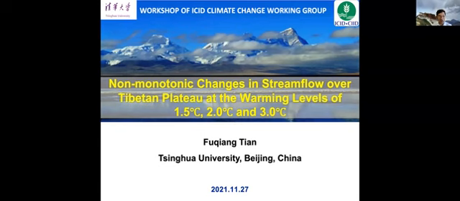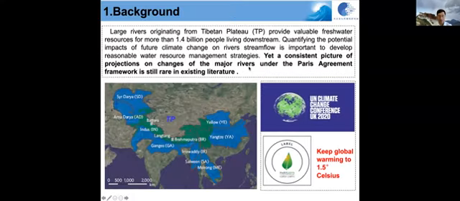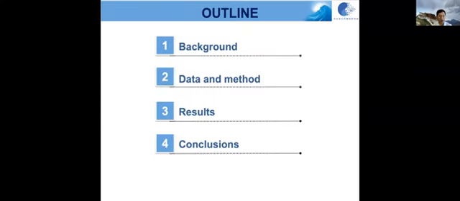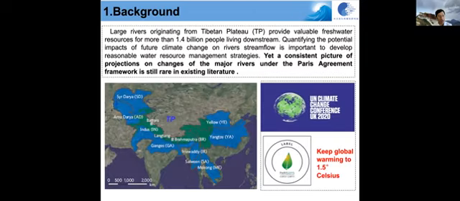Glad to share with you my recent research on streamflow change on the Tibetan Plateau at different warming levels of climate change. I have 4 parts in my talk. First, the background. So we know there are many large rivers originating from the Tibetan Plateau.